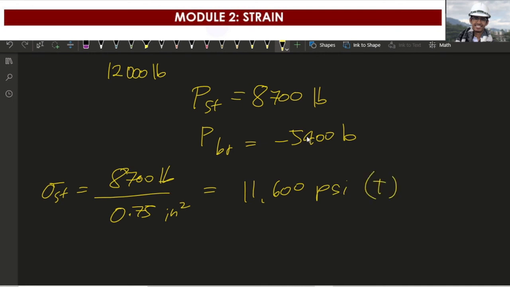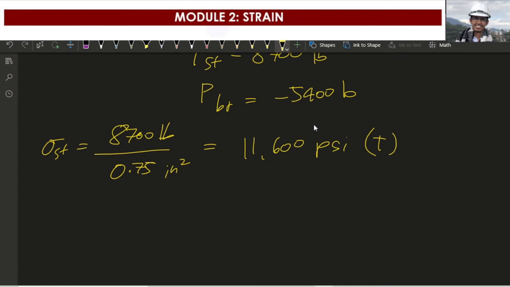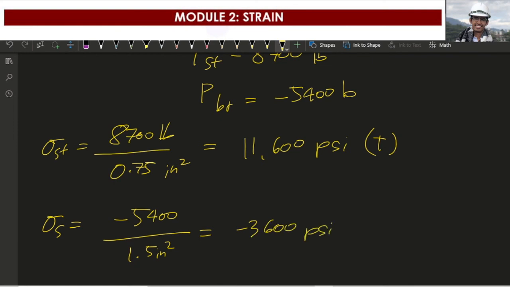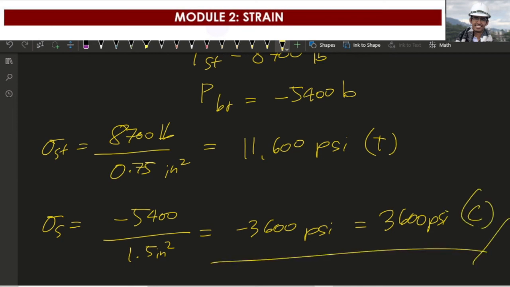Okay? And for the steel, for the stress in the steel, that is equal to negative 5,400 over 1.5 square inch. So that is equal to negative 3,600 PSI. So negative siya, kaya equal siya sa compression. So that will be 3,600 PSI. So this is compression. So these are our final answers.